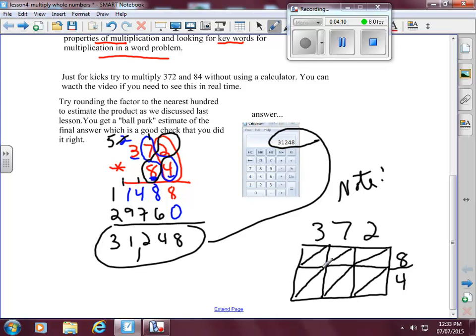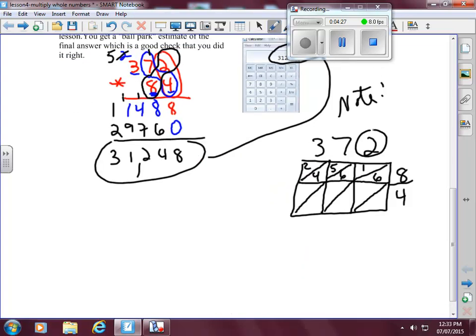And then what they're doing is they're saying, okay, 2 times 8 is 16. Record that. 7 times 8 is 56. Record that. 3 times 8 is 24. Record. And then 2 times this here, 4 is 8, so we'll put 08 like that. 7 times 4 is 28, so we'll put 28. And 3 times 4 is 12, so we'll put 12.